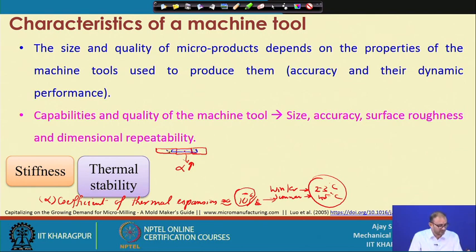This is highly exaggerated, but you will at least get a few microns of expansion. If this is happening, then what will happen? This particular component will move in this direction, this will move in this direction. Since everything is closely packed, even a slight movement here and there will disturb the whole assembly, and you will end up with some permanent deformation in the machine tool.